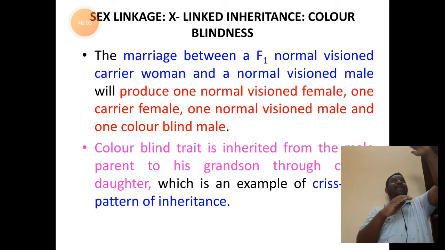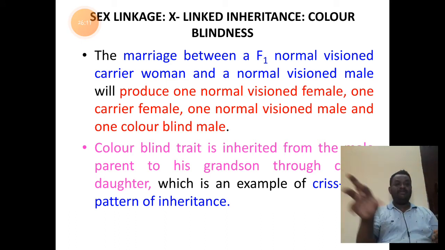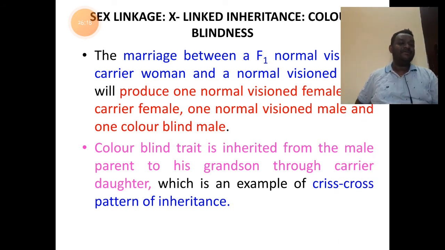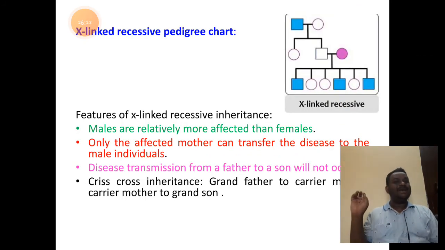So the grandfather who had this colorblindness transmits the character to the grandson. It is through the carrier female in between. What do you call this kind of pattern of inheritance? We call it criss-cross inheritance. So it is an X-linked recessive inheritance also.